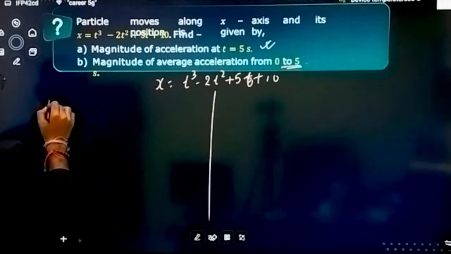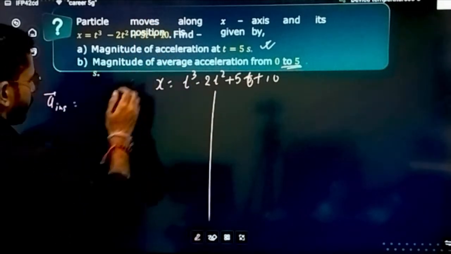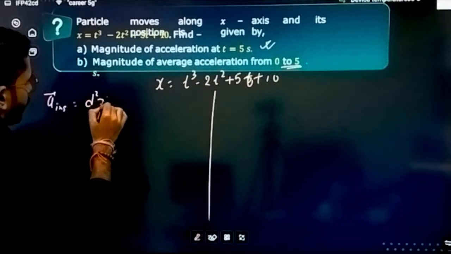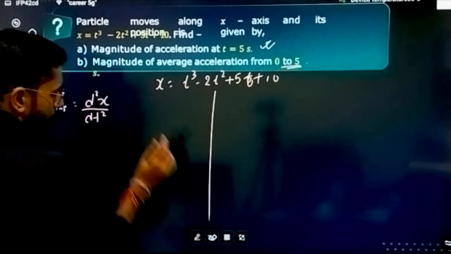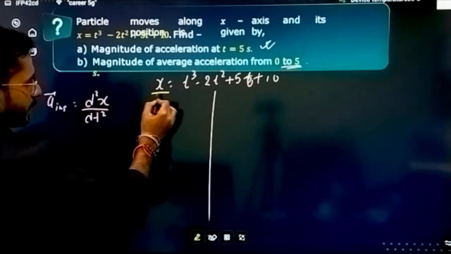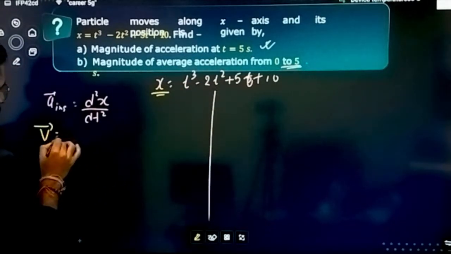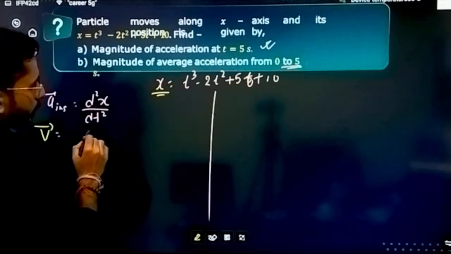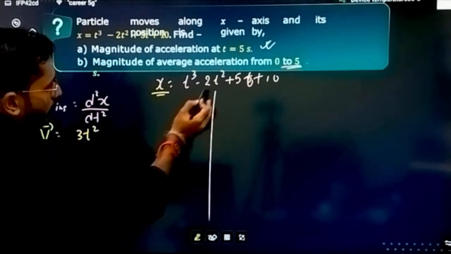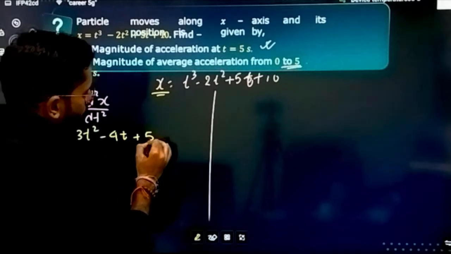For instantaneous, what I've told you, if it is a relation of position with time, it is what? d2x divided by dt square. d2x divided by dt square. That means I can say differentiate this equation two times. First time when you differentiate, you will have the velocity. Check what is the velocity that you will have. 3t square, differentiation of minus 2t square will be minus 4t, plus 5.